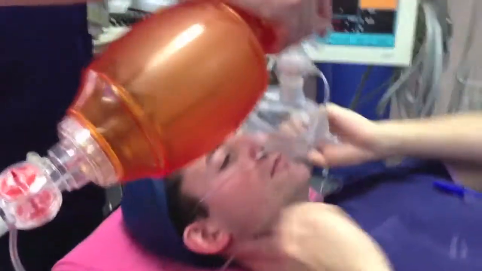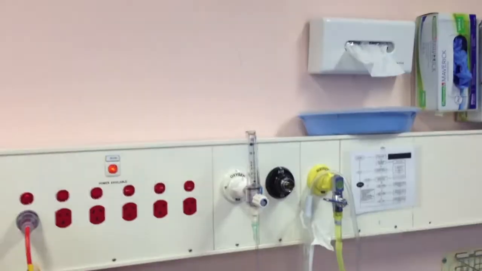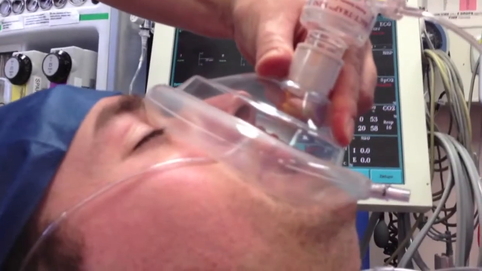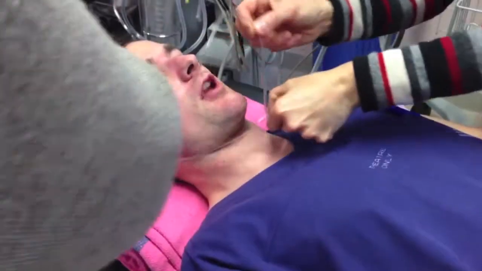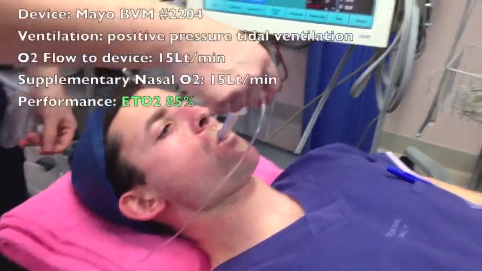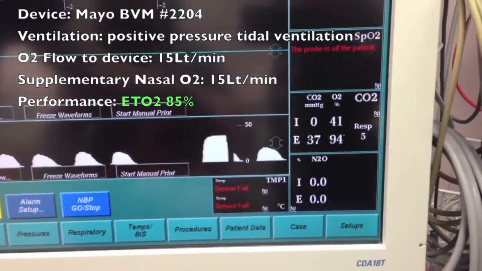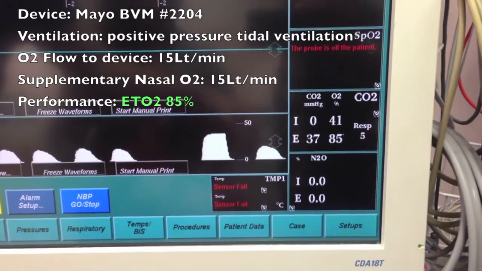Supplementing the inspired oxygen flow to the Mayo bag valve mask using nasal prongs, connected to a second oxygen rotameter set to 15 litres per minute, raises the measured end-tidal oxygen at the end of a 3-minute period of spontaneous tidal ventilation to 85%. This produces equivalent levels of alveolar oxygenation to those seen with the Liddell bag valve mask.